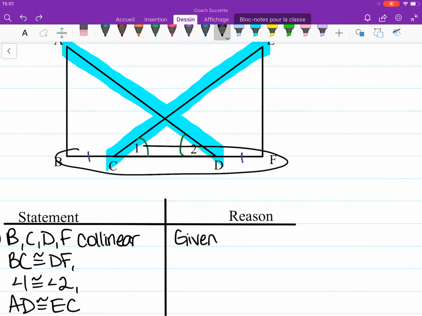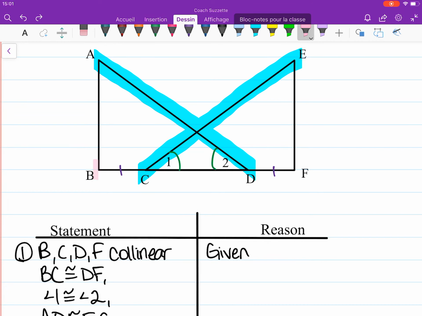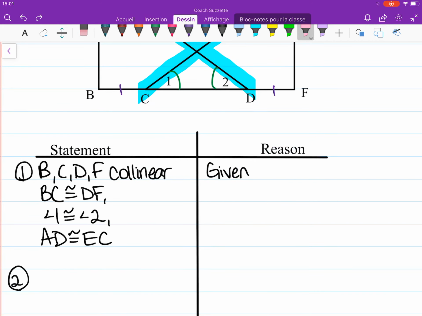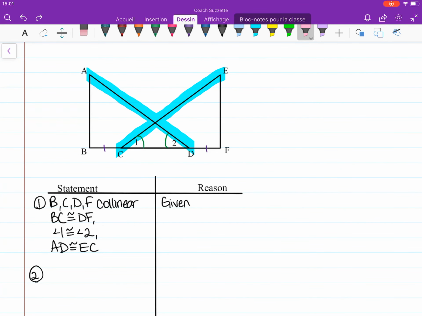But how do we know whether these are congruent? As in this side of that triangle and this side of that triangle. Well, CD is in common, right? And if we did plus CD on both sides of this, that's how we can get that this side is congruent to this side.